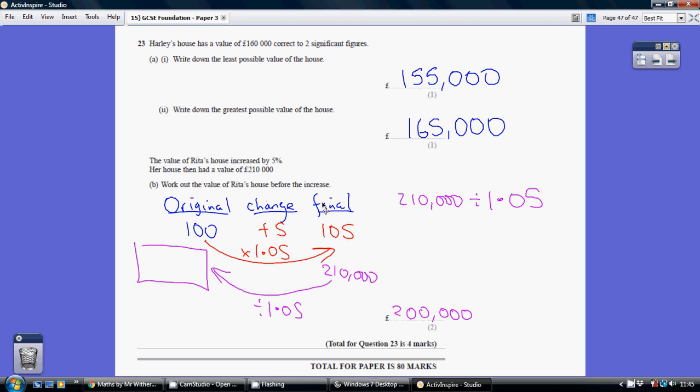So given I've got to go from the final to the original, I'm going to do the opposite, the inverse operation, which is dividing by 1.05. 210,000 divided by 1.05 gives me the original price of Rita's house before the price increase of £200,000.